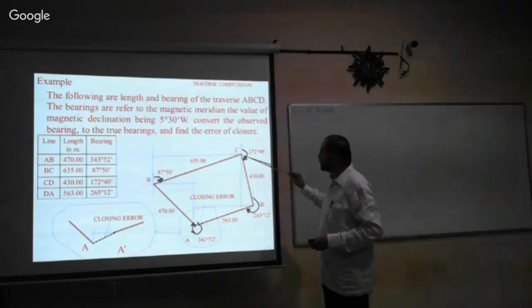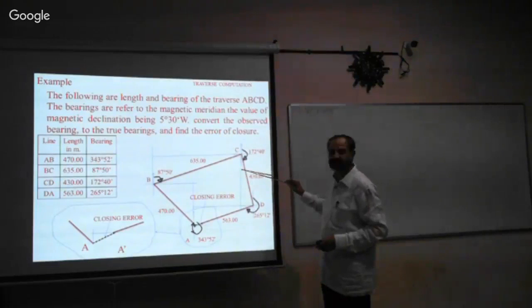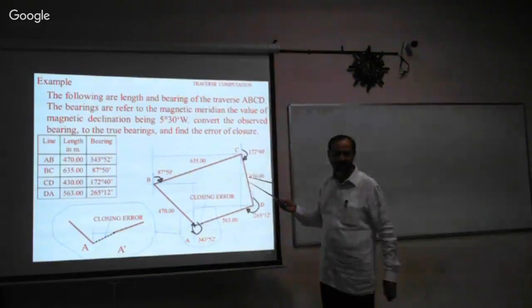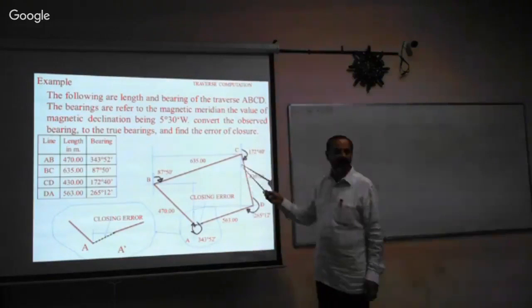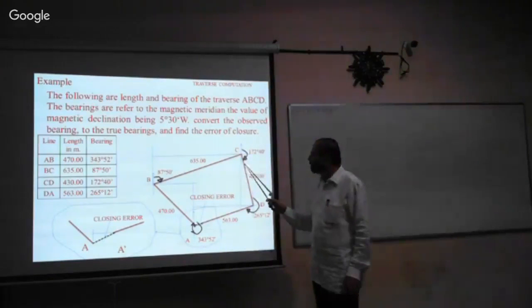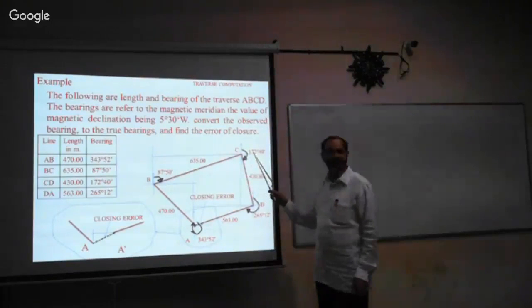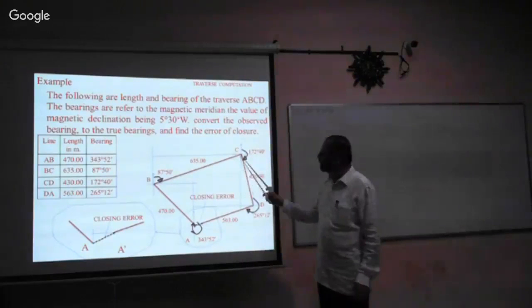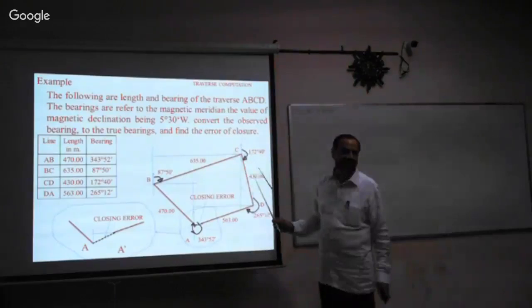Now we can easily convert this into the quadrant system bearing. Is it difficult to convert? The whole circle bearing is given as 172 degrees 40 minutes, and this becomes 180 minus 172 degrees 40 minutes, which is 7 degrees 20 minutes, in the quadrant system southeast.